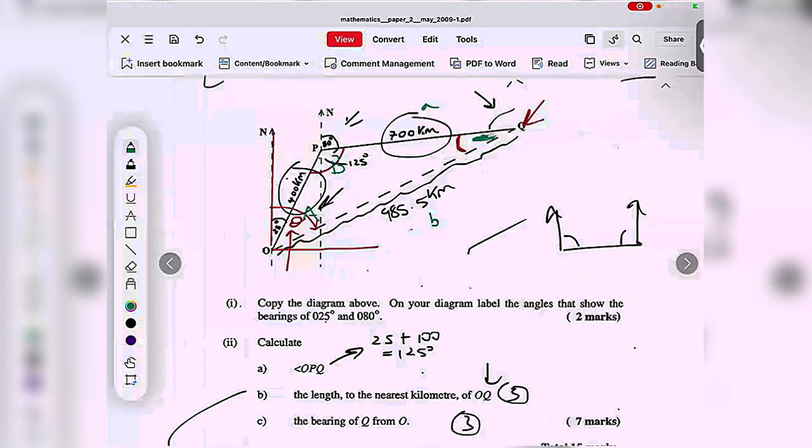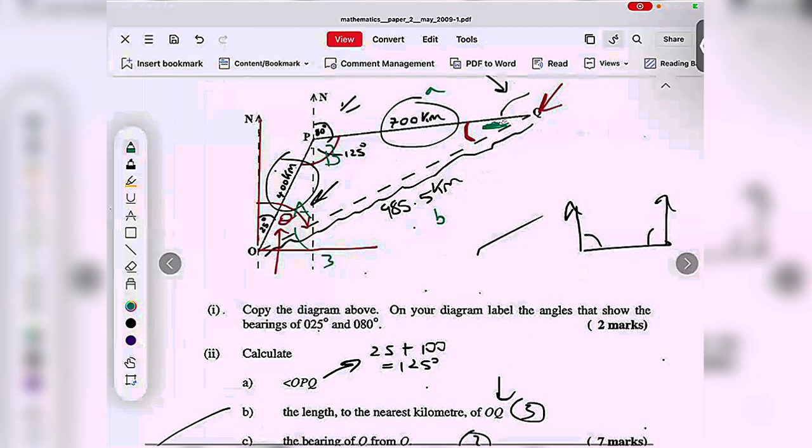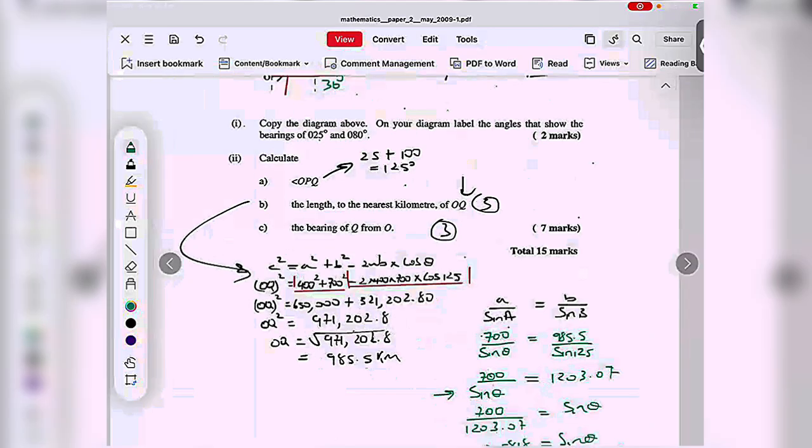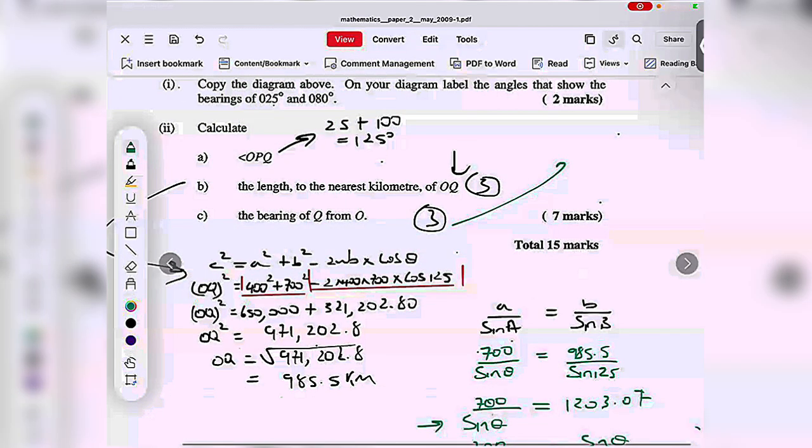So this angle right here that is marked in red is 36. So what's the full angle now? 36 plus 25. So therefore this angle right here is going to be what? 36 plus 25, which is equal to 61 degrees.